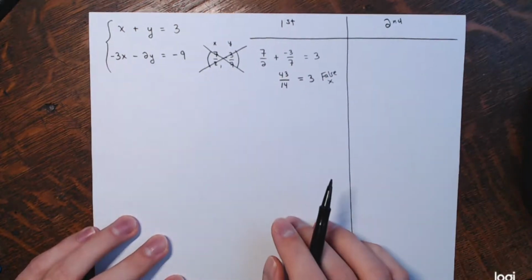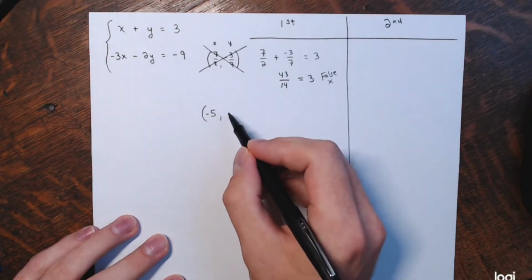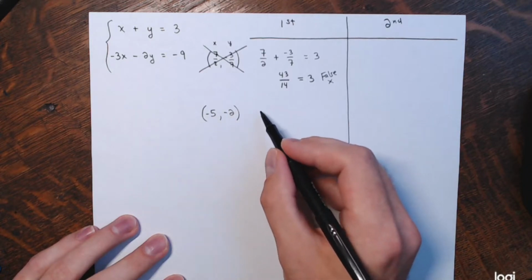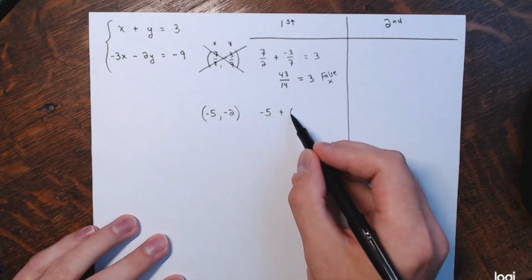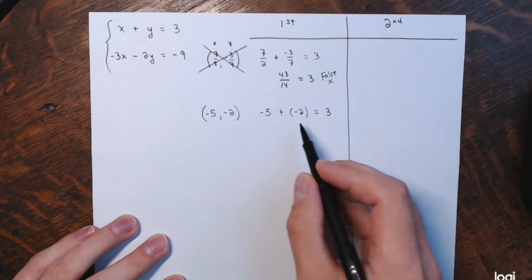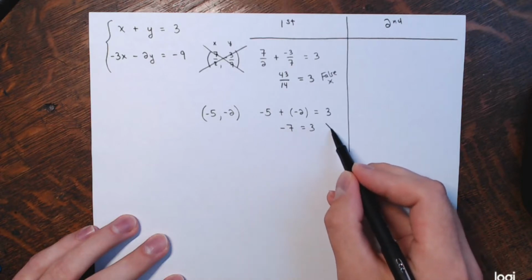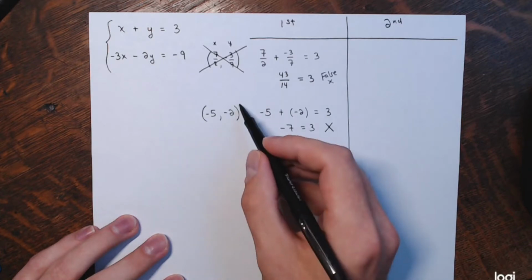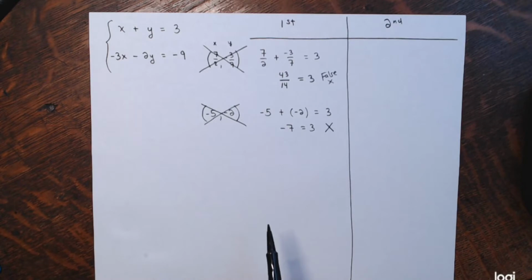Right? The next ordered pair we're given is -5 for the x, -2 for the y. So first equation, x, which is -5, plus y is -2. Is this equal to +3? No, the left side would be -7. So again, this is bad, right? I put an x next to that, a big cross out. This does not satisfy the first equation, so it can't be a solution of the system.